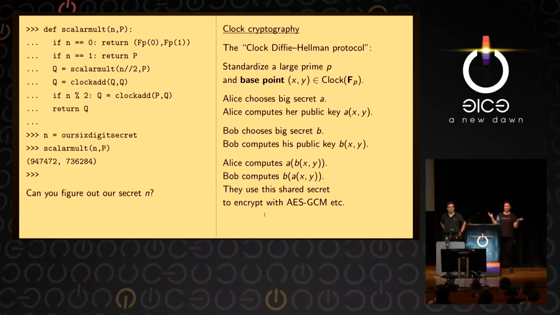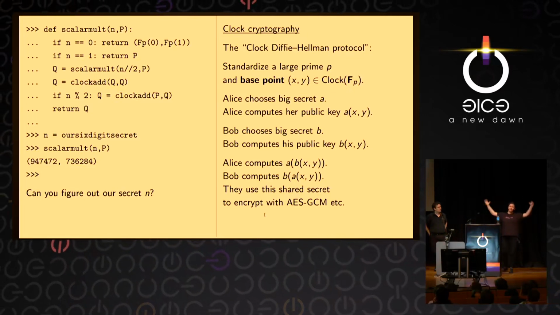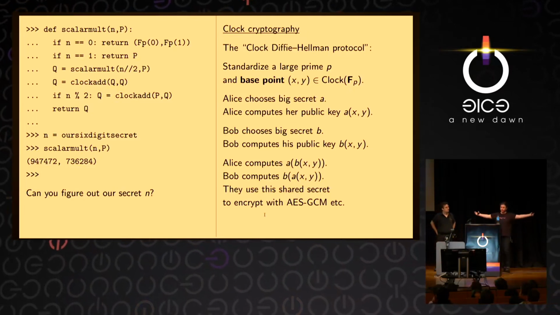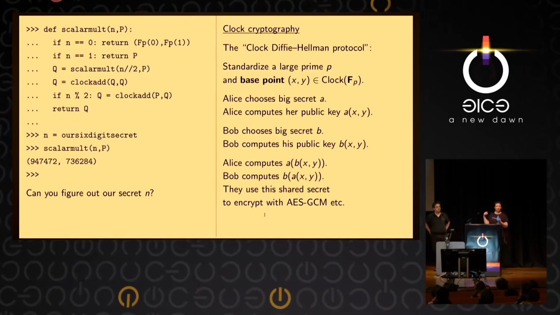All right, now let's assume that we make this much, much harder. So we make it so hard that we feel like we want to use it for crypto. So if somebody would like to standardize clock cryptography, then here's what you do: you start by standardizing a big prime p. So like big, not 1,000,000, like really big, like several thousand bits. And you also standardize a base point.